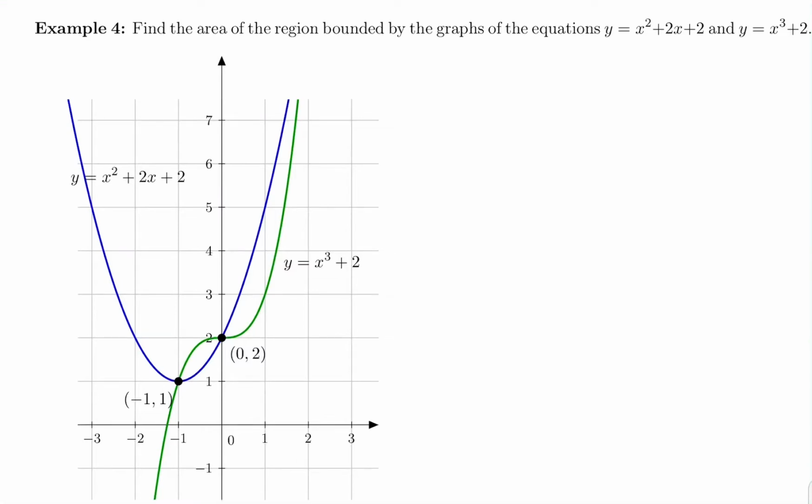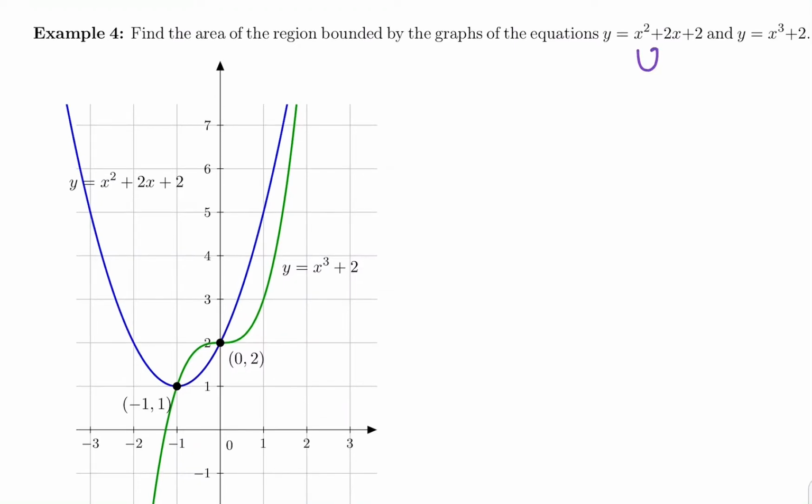Here we want to find the area of the region bounded by the graphs of the equations y equals x squared plus 2x plus 2, which is going to graph to be a parabola, and then x cubed plus 2. Maybe we don't remember how that function graphs from algebra, but it looks like a thrown piece of spaghetti. Even if you don't remember that, say all you remember is that x squared is a parabola. We can use that to figure out which one's the upper function, which one's the lower function.